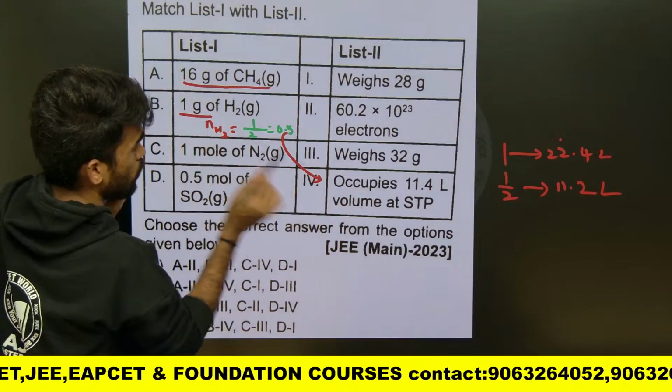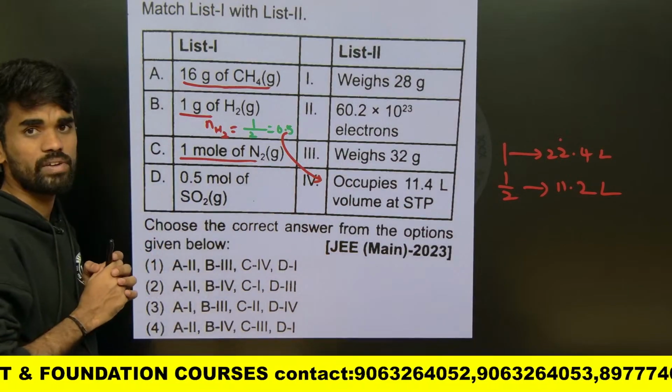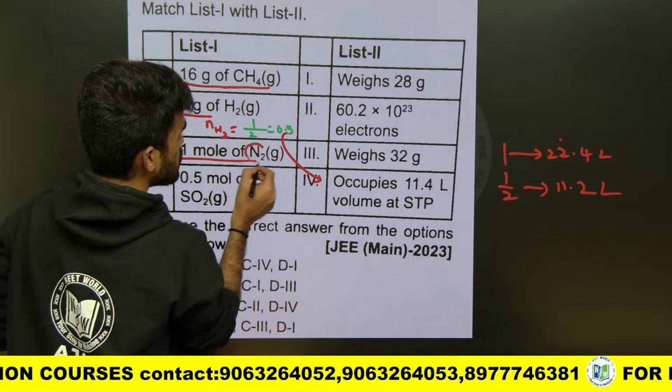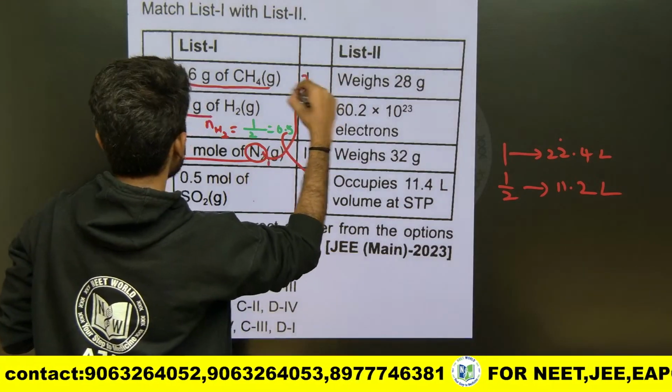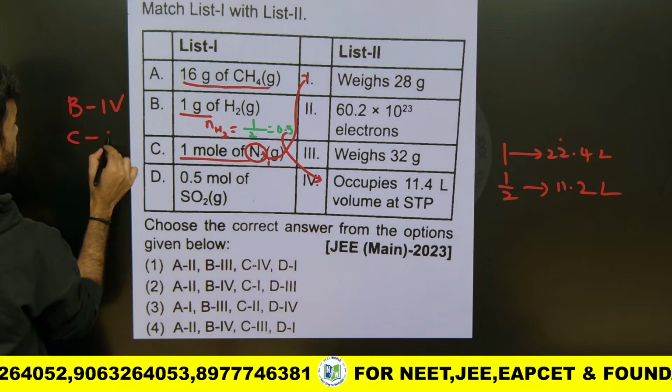So B4, and the next, 1 mole of N2. What is the weight of 1 mole of N2? It will be 28 grams, 14 plus 14, 28. So you can take C1. So I am matching here B4, C1 like this.